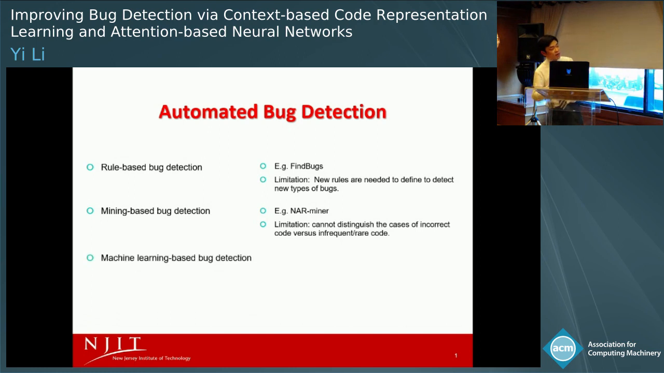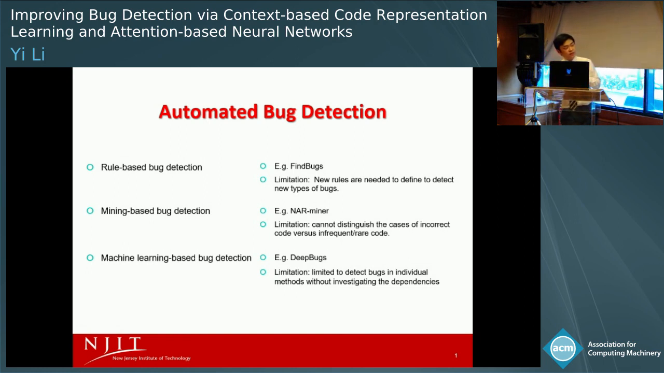And then the third type is machine learning based bug detection. An example is DeepBug. I think this model is very well known in this area. The limitation of this type of bug detection approach is that it cannot detect bugs involving several methods. They only consider the bug inside one method. They do not consider the relationship.